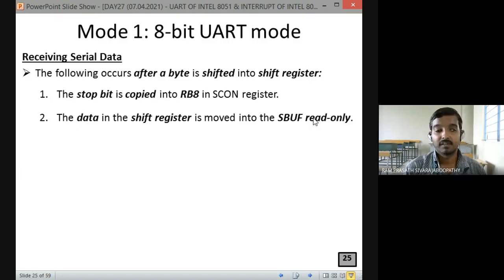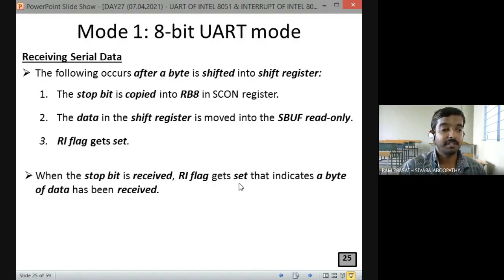It moves automatically. After that, the interrupt is generated. The RI flag gets set. That's the meaning of this. We learned when the interrupt is generated: half the way through the stop bit. When the stop bit is received, the RI flag gets set, which indicates a byte of data is received. As soon as the stop bit starts being received, the receive interrupt is generated. That indicates new data has been received by the microcontroller. Is it clear to everyone?